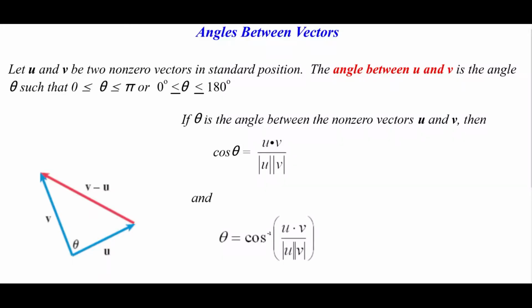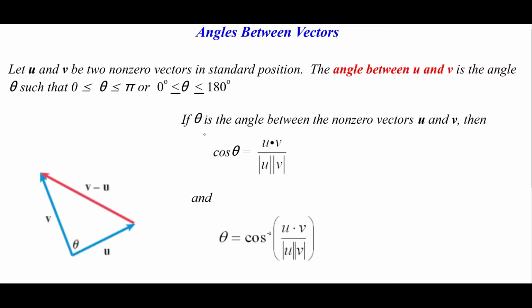In this video, we're going to look at finding the angle between two vectors. First of all, we have to be dealing with two non-zero vectors in standard position. So it's key that you know that you're starting with the appropriate information. Then the angle between the vectors is always going to be an angle that's between 0 and pi, or 0 and 180 degrees. So you're always going to get the smallest rotation between the two vectors.